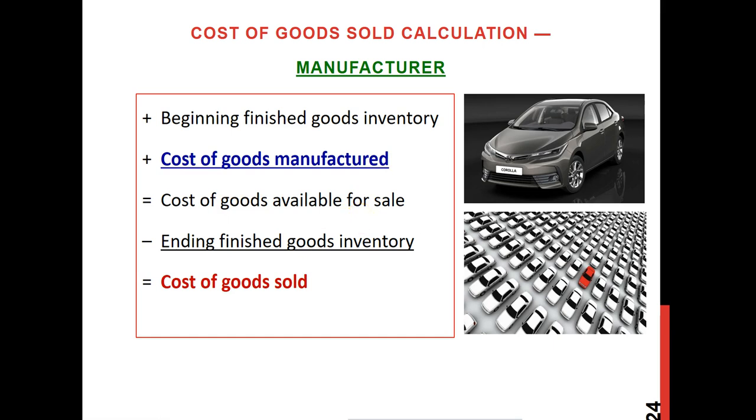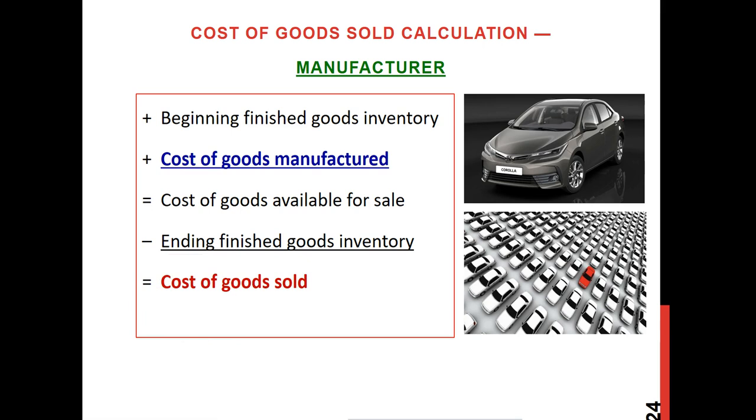Now at the end of the year, if you see that you have some unsold cars, then the difference means those cars you already sold. So again, we'll follow the same structure: beginning finished goods inventory, then we add our cost of goods manufactured, and then we subtract our ending finished goods inventory, and this is how you will get your cost of goods sold.